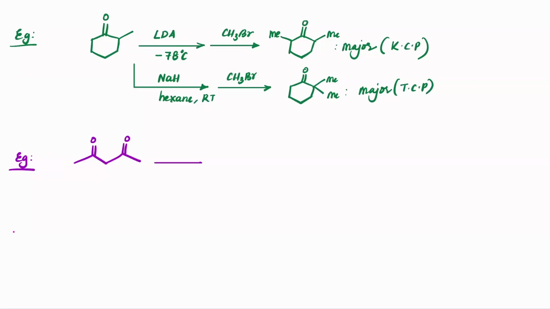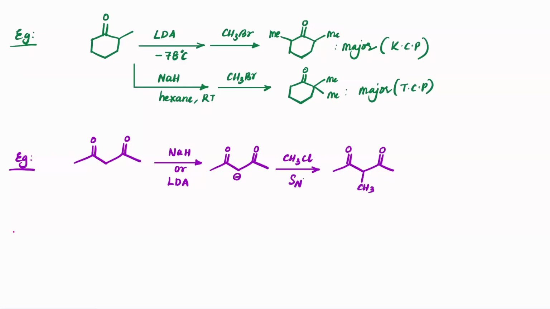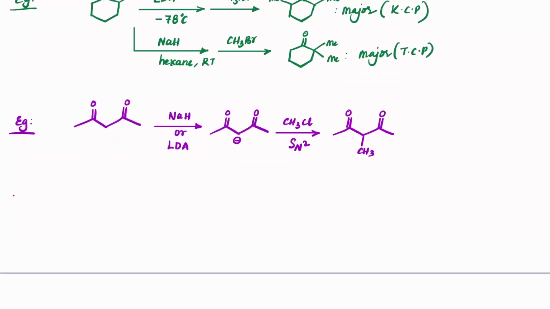So it doesn't matter what you react with. Suppose I react with NaH or LDA, both will give you the same product only. I mean the same intermediate only, that is double bond O and minus. And if you react this with something like CH3Cl, in that case you will get that CH3 substituted here via SN2 mechanism. Correct? This is the one which you will get.